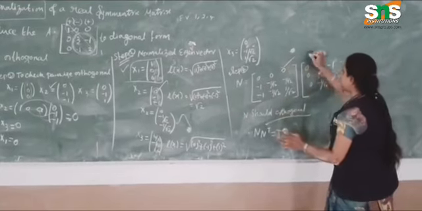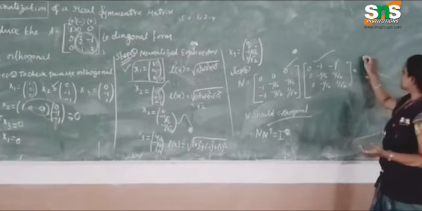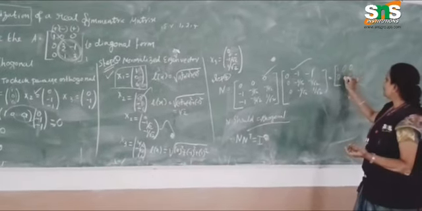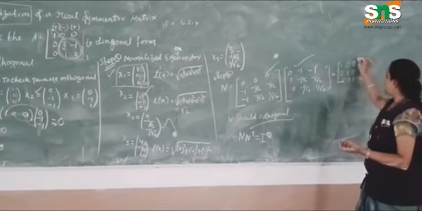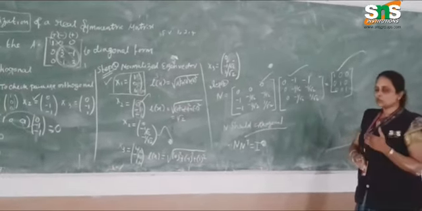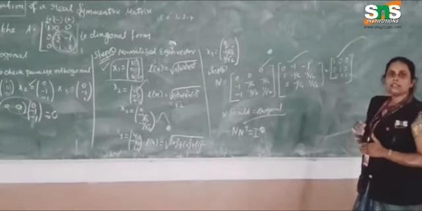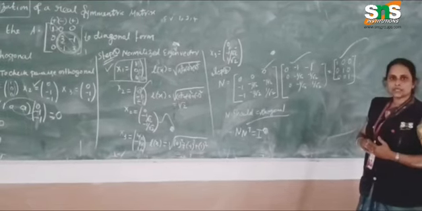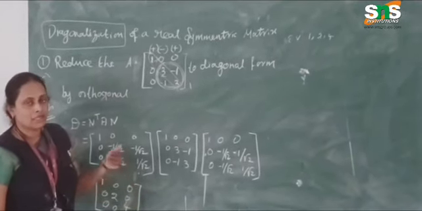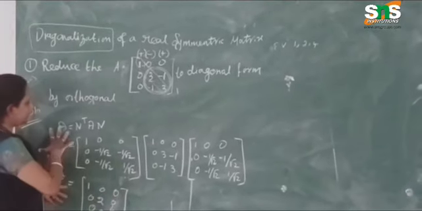Here we multiply this into this, and we get I. What is I? I is the identity matrix, here 3 by 3. If the answer is 1, 0, 0, 0, 1, 0, 0, 0, 1, then N is orthogonal. N should be orthogonal. Since the normalized matrix is orthogonal, we move on to the diagonal form.